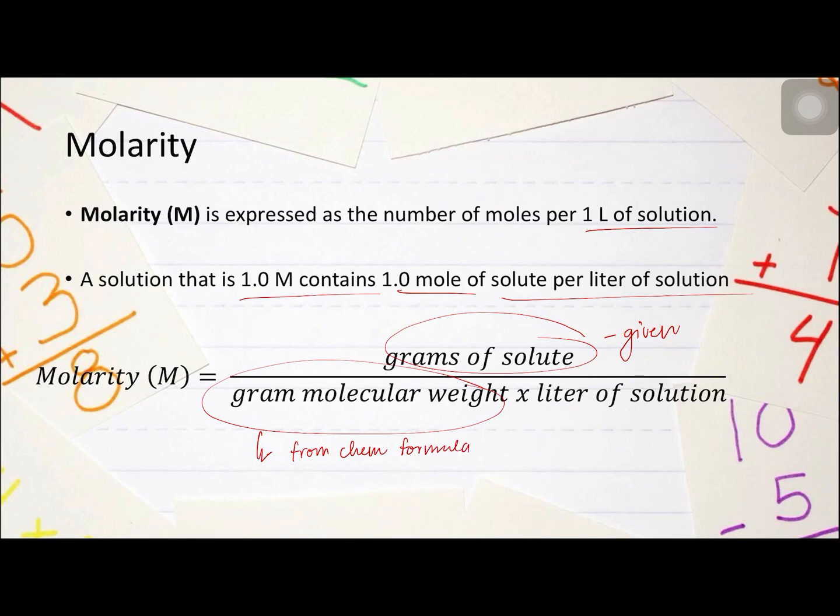Now let's review how we compute for the gram molecular weight of a substance. For example, we have hydrochloric acid or HCl. When you have HCl, you get the atomic mass of each of the elements present. In this case, hydrogen is 1 and chlorine is 35. In that case, our gram molecular weight is 36. Very good. And now we simply multiply it with the liters of solution and then use the result to divide the given grams.